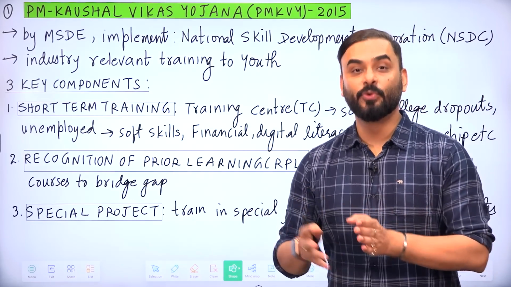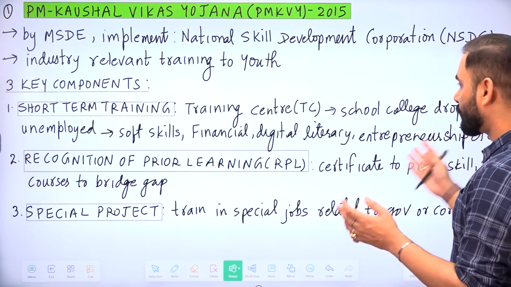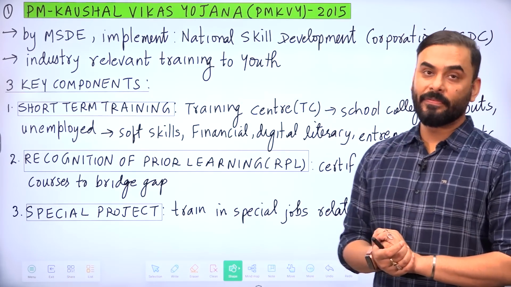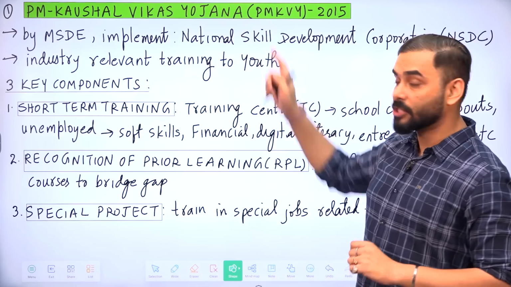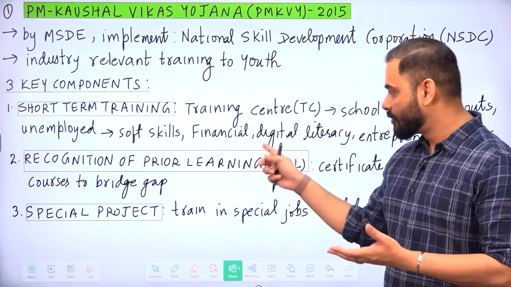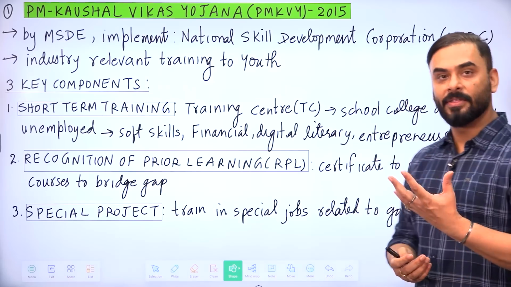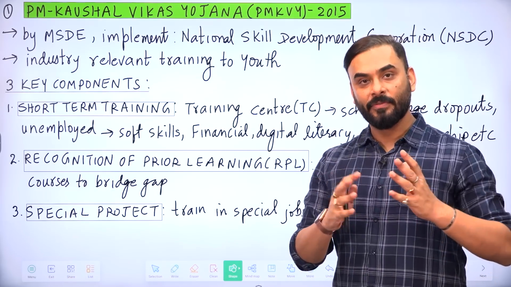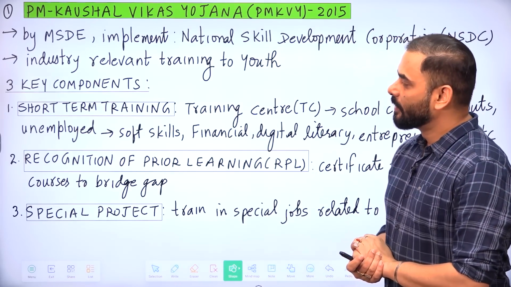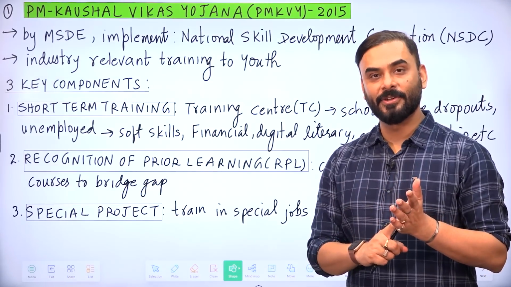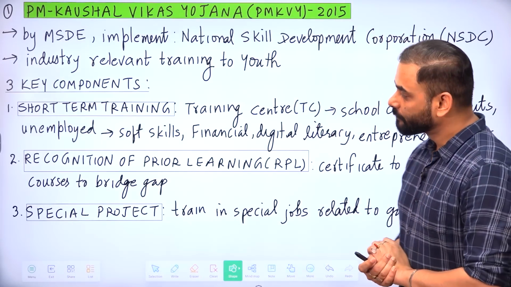It is actually doing three things. Suppose you are a school dropout, or suppose that you are unemployed. The government of India, through PM Kaushal Vikas Yojana, will provide you training in soft skills, financial literacy, digital literacy, and entrepreneurship, so that you can attain some livelihood related skills. And then the government of India will give you a certificate. You can use that certificate to pursue employment.